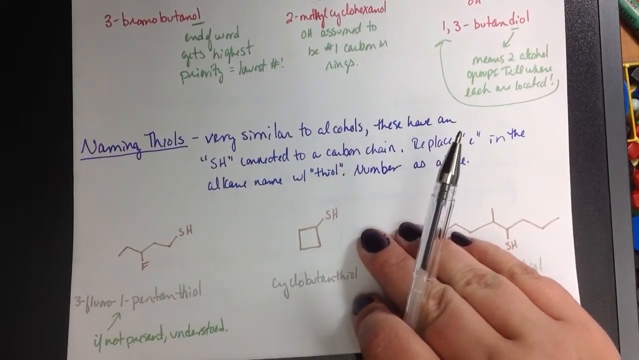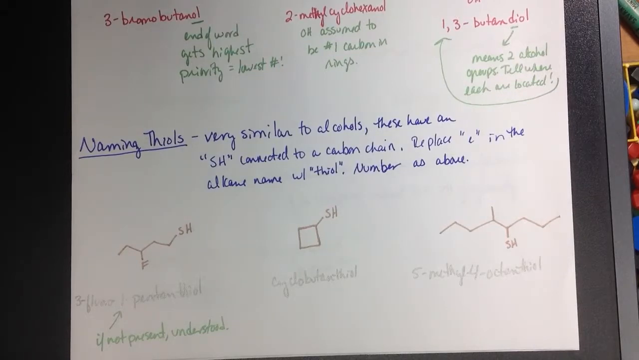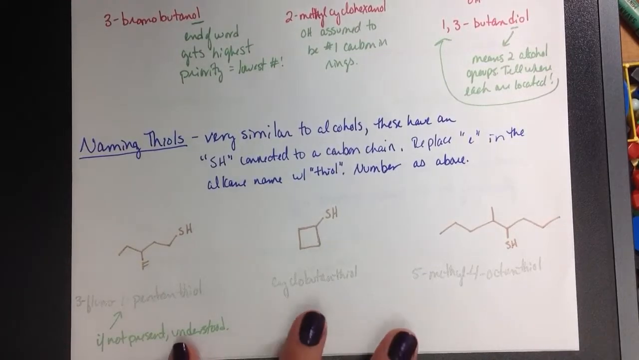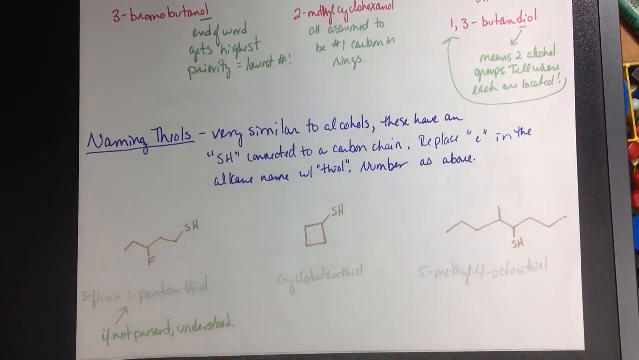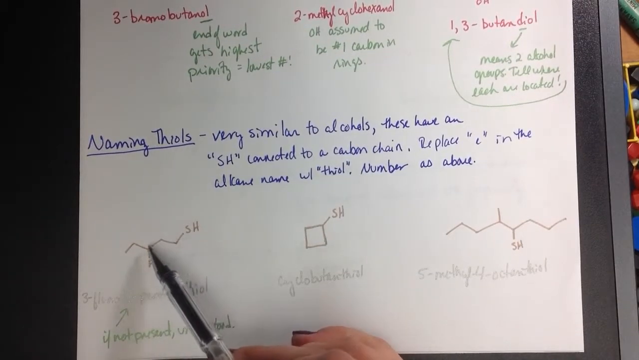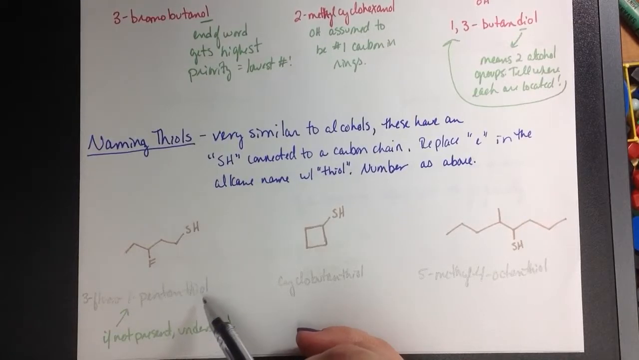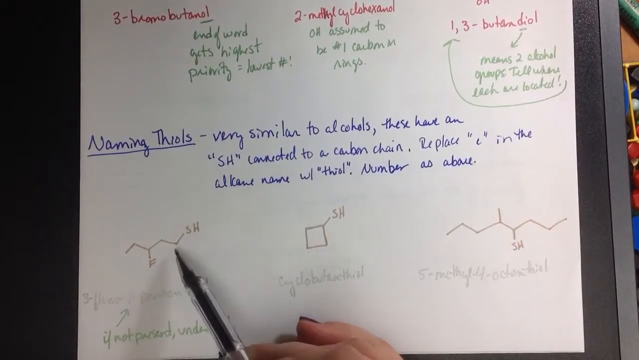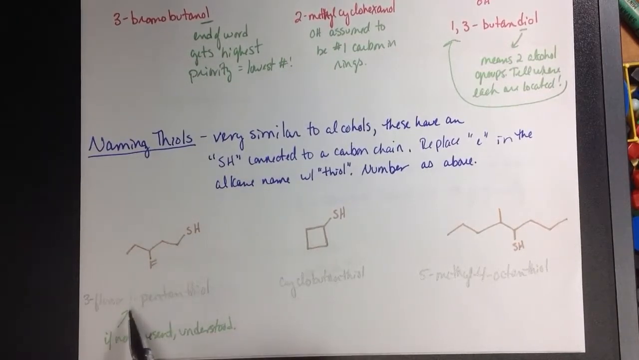In a very similar way, we can name thiols, and thiols end with SH instead of OH. If you notice, sulfur is right beneath oxygen on the periodic table, so their properties are pretty similar. Okay, so here we go, 1, 2, 3, 4, 5. Instead of having an OL, we have a thiol. That takes number 1 priority because that's the lowest number that we can give the end of the word. So 1, 2, 3, 4, 5. It becomes 3-fluoro-1-pentanethiol.